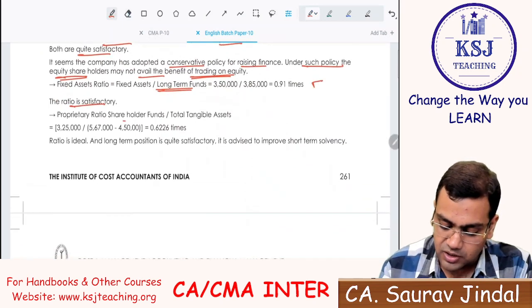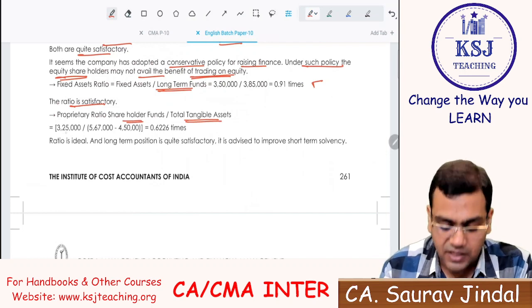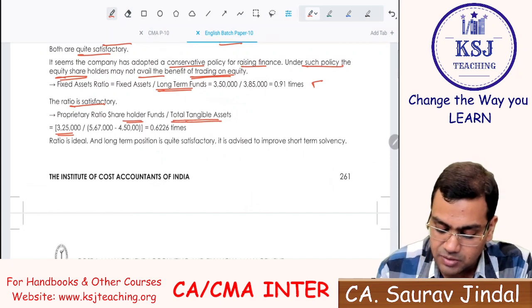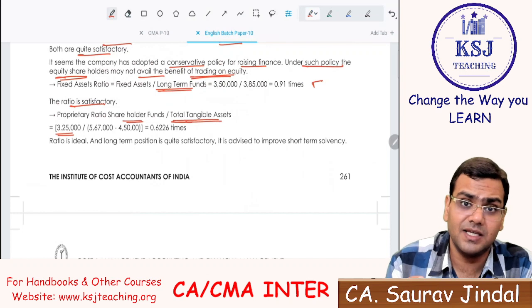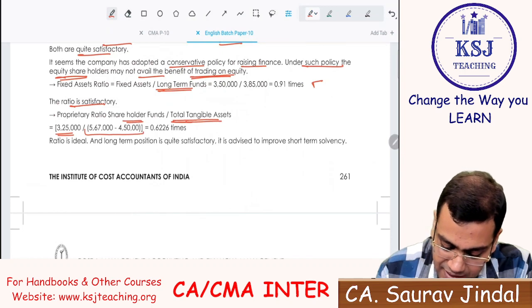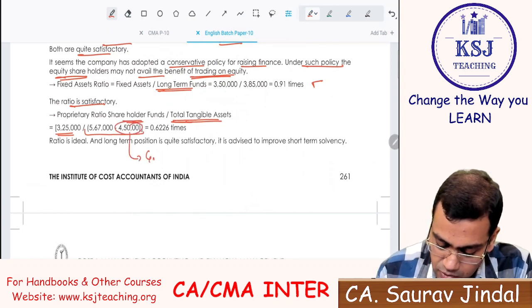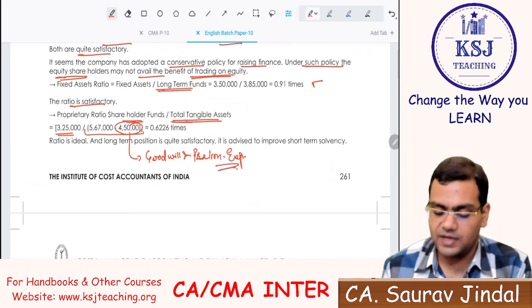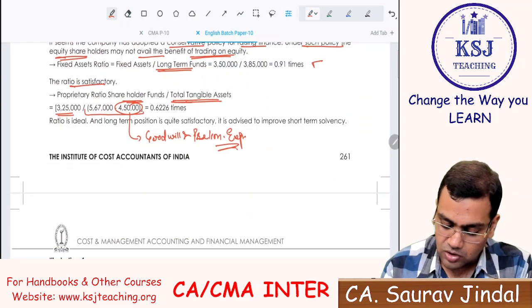Then proprietary ratio, shareholders fund to total tangible assets. Proprietors fund means the shareholders fund or the equity part. That means how much of the total tangible assets have been financed by our own money, right? What is total tangible assets? Total assets minus this 45,000 for goodwill, which is not a tangible asset, and preliminary expenses. So the ratio is ideal and the long-term position is quite satisfactory.